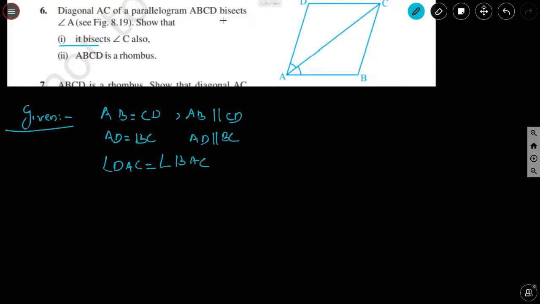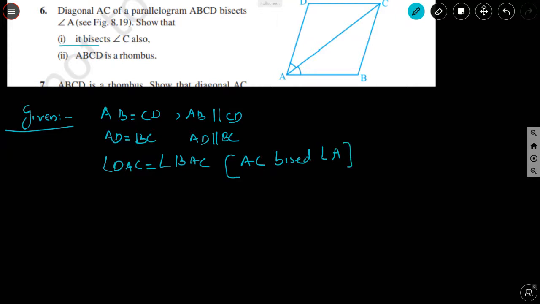Show that these two. So given AB equal to CD and AB parallel CD, because ABCD is a parallelogram, AD equal to BC and AD parallel BC, and angle DAC is equal to angle BAC. The reason is that AC bisects angle A, that's the reason of DAC equal to BAC. So let us start the solution.